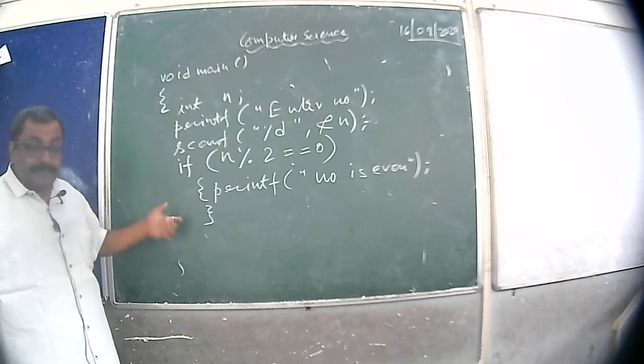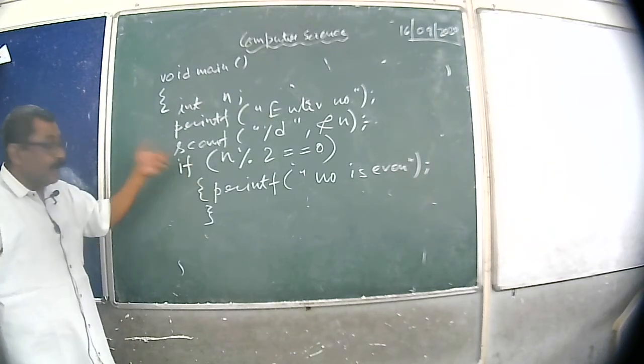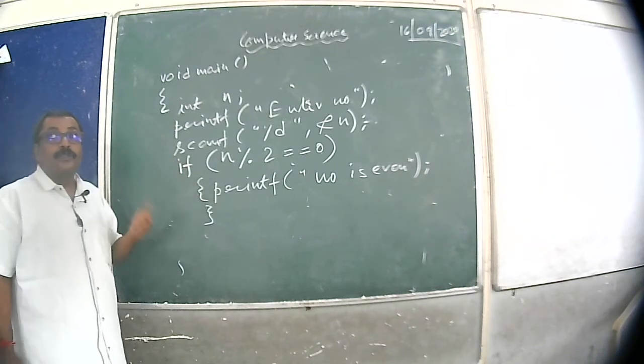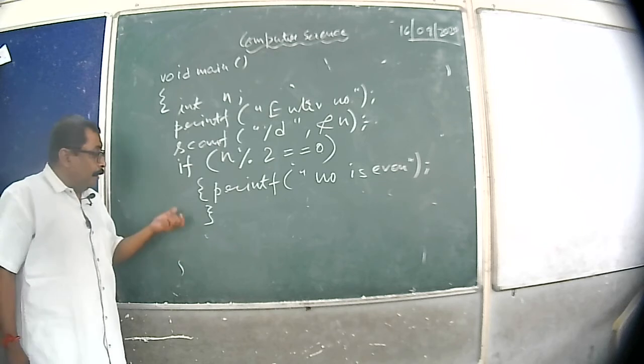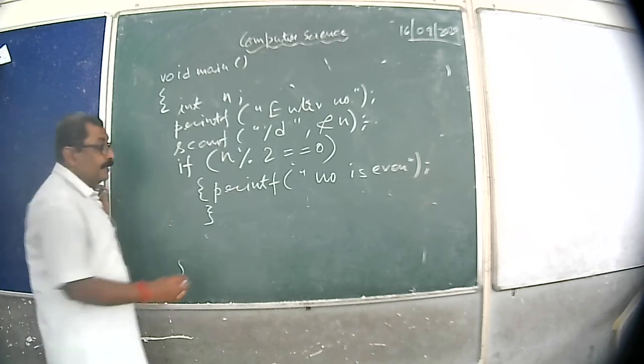If it is not that, then what happens? If the condition is false, then what happens? Number is odd, that I have to write. But one more statement is required. What else?